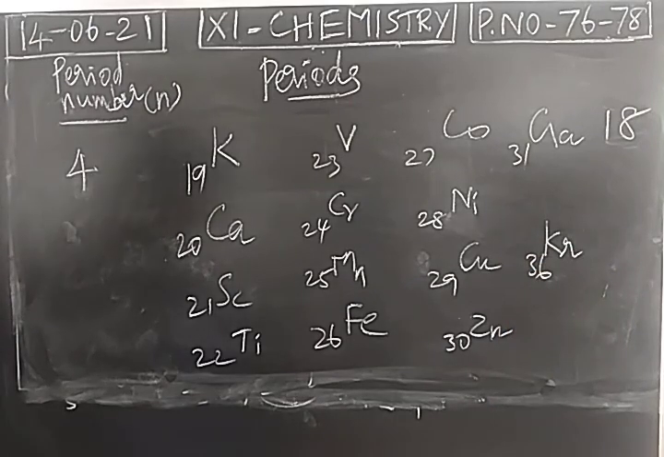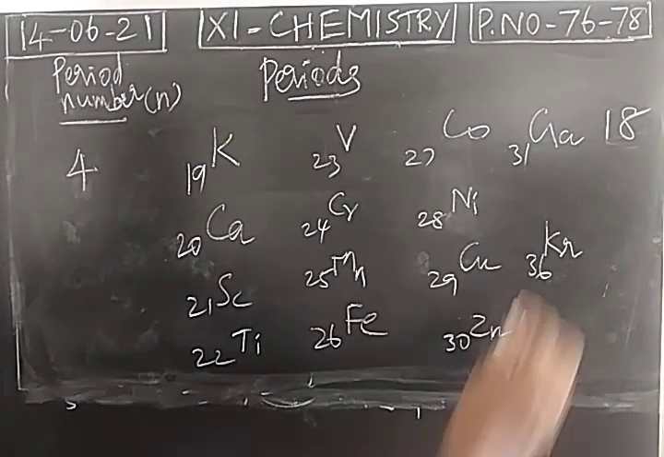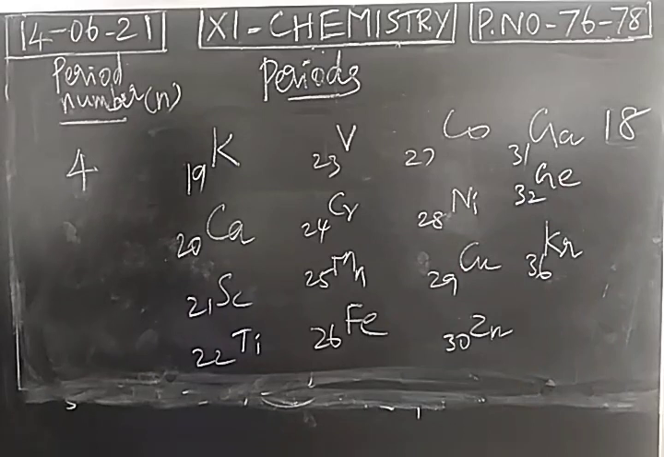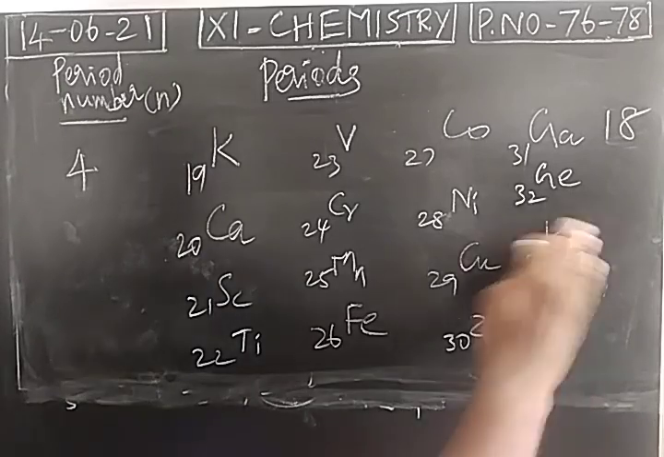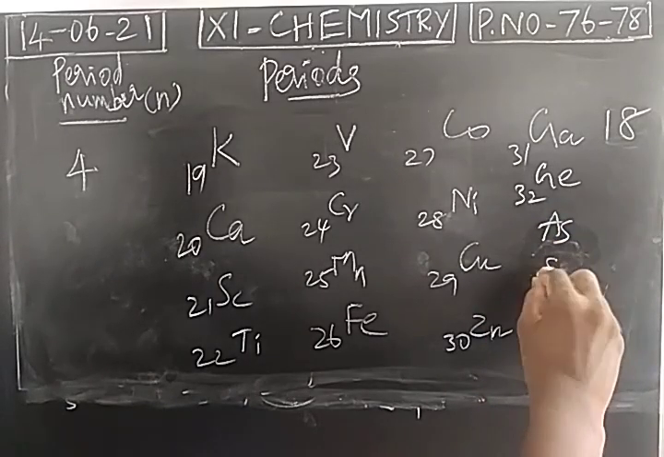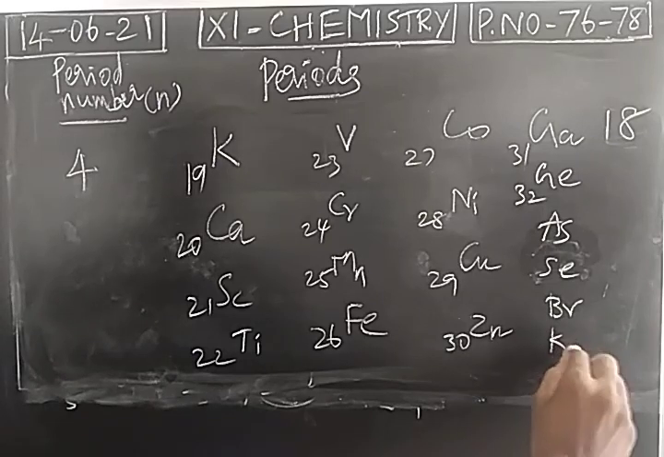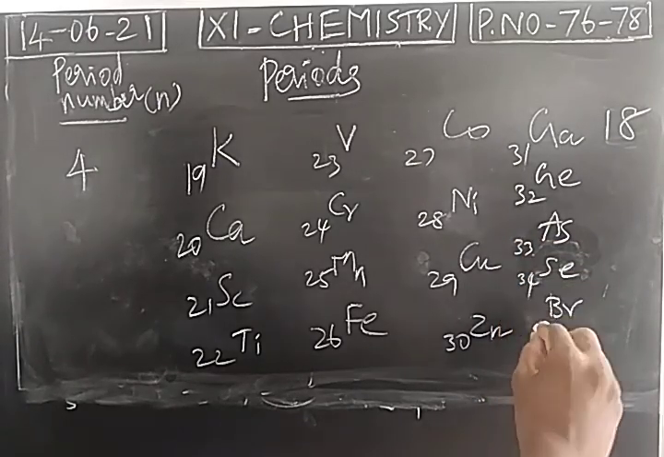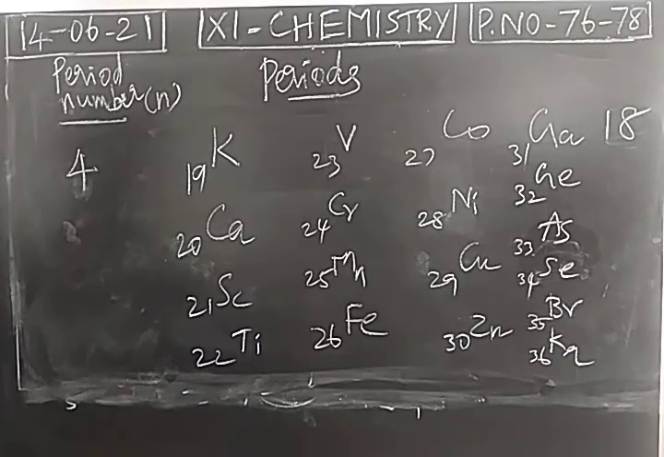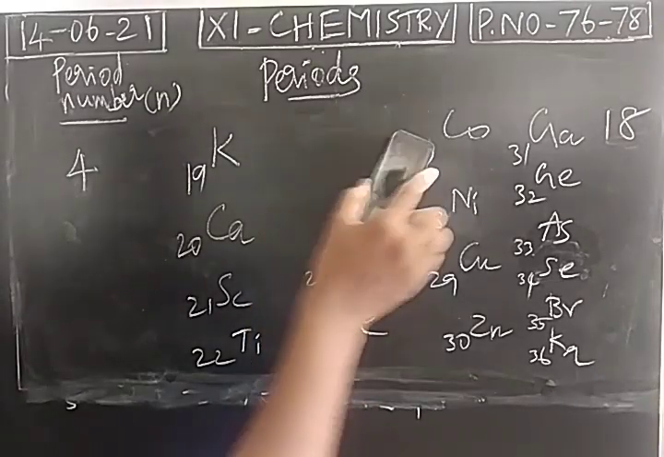So 18 elements will be placed. Gallium, germanium, arsenic, selenium, bromine, krypton. So these 18 elements can be placed in fourth period. Okay. What about the electronic configuration?